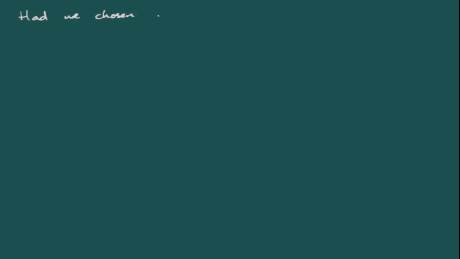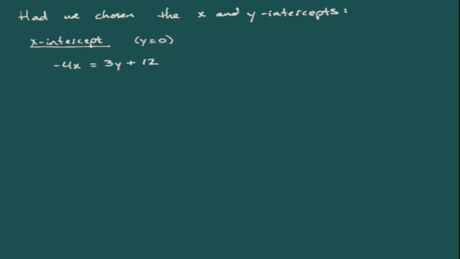And so what would have happened had we actually chosen the x-intercepts and the y-intercepts? Well, for the x-intercepts, we make y 0. So taking our original equation and plugging in 0 for y would give us negative 4x is equal to 3 times 0 plus 12. Well, 3 times 0 is going to give us 0. And so that simplifies to the equation negative 4x is equal to 12.